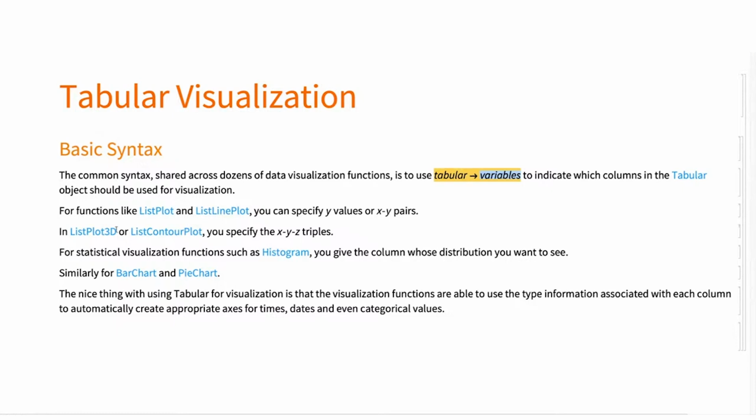If you go up to something like list plot 3D or list contour plot, then you're specifying a list of 3 columns as the x, y, and z coordinates, similar to how you would specify XYZ triples for irregular data for those functions. In something like histogram or bar chart and pie chart, you're going to specify the column that contains the values that you're interested in displaying.